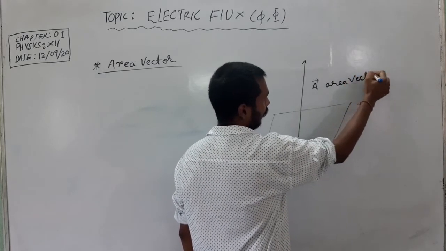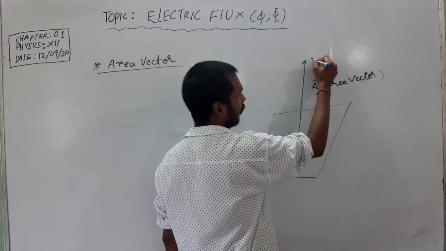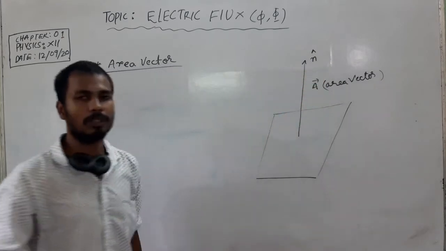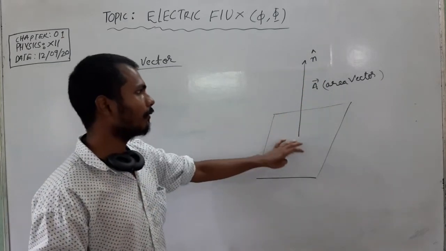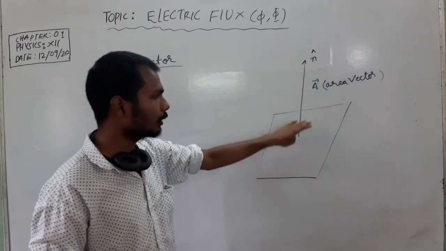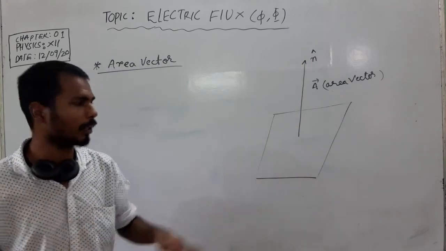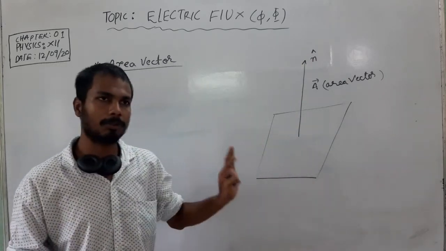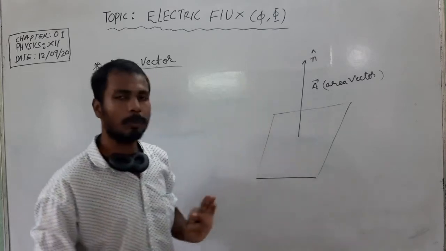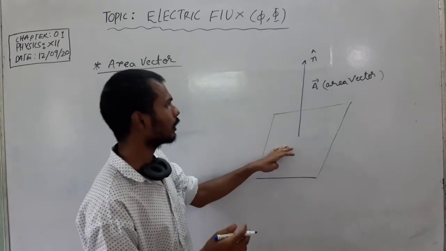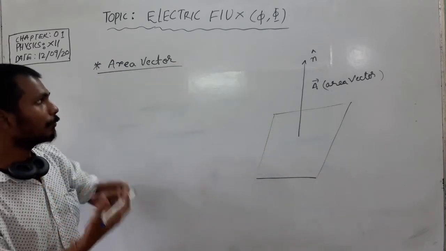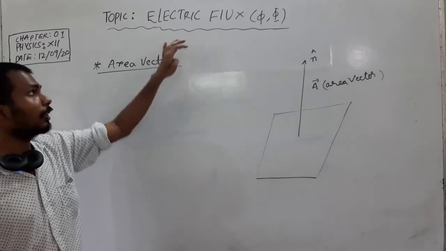And the direction of this vector is given by n cap. This n cap is the direction of the area vector, and this n cap is always perpendicular to the surface of the plane, the plane of the area. So this is the concept of area vector. Now we will use this concept to define and study electric flux.